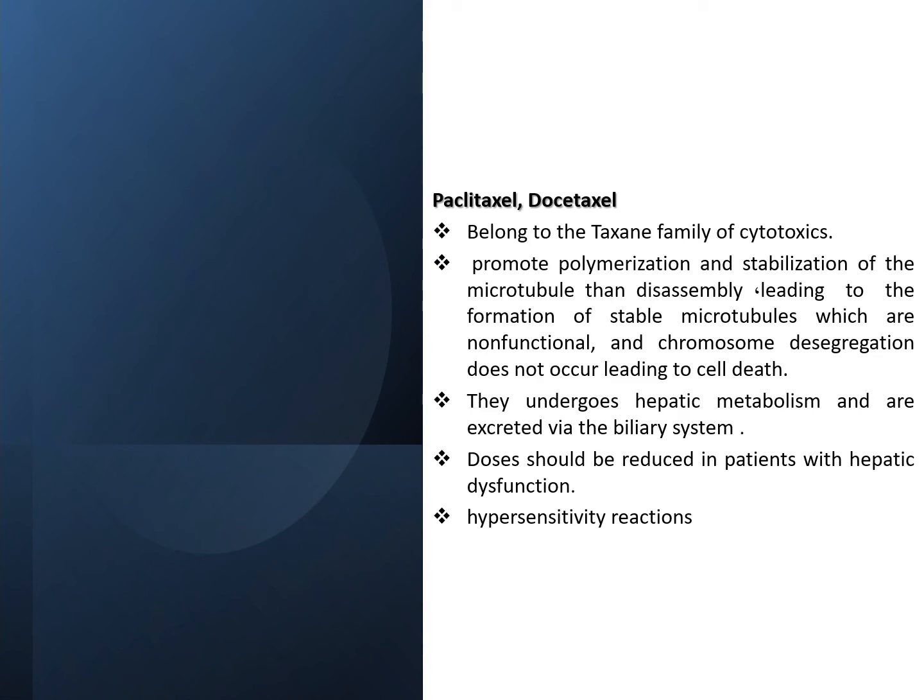The third group of drugs we're going to talk about are paclitaxel and docetaxel. These two drugs belong to the taxane family of cytotoxics. These drugs promote polymerization and stabilization of microtubules, and prevent their disassembly. By doing this, they lead to the formation of stable microtubules, which are non-functional, resulting in inactive or inert chromosomes. As a result of all this, it will cause cell death.